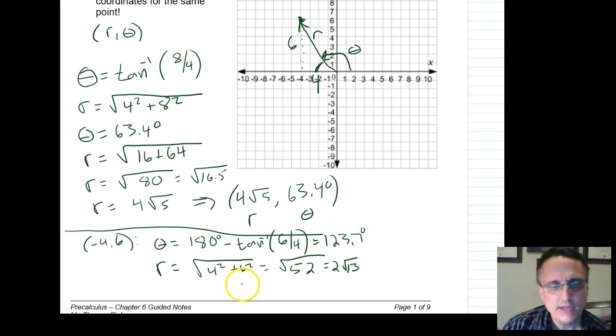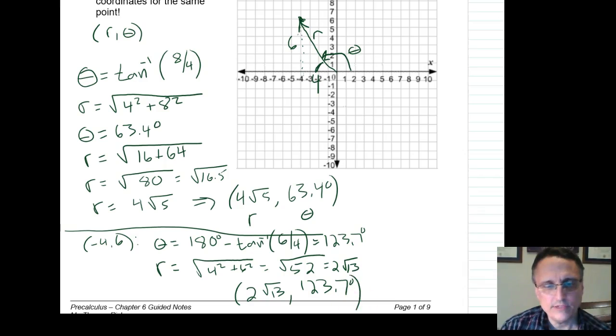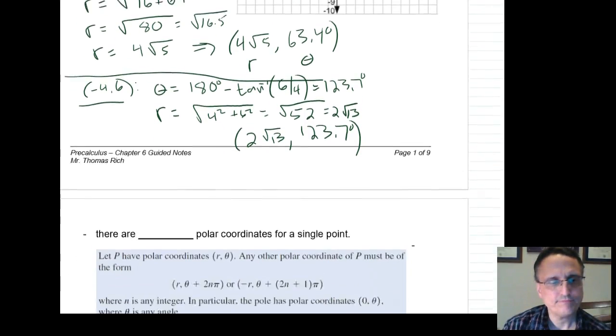123.7 degrees. And there's my polar coordinate, 2 root 13. That's the length of the vector, comma, 123.7 degrees. That is the polar coordinate equivalent to the rectangular coordinate -4, 6. All right, let's move down.